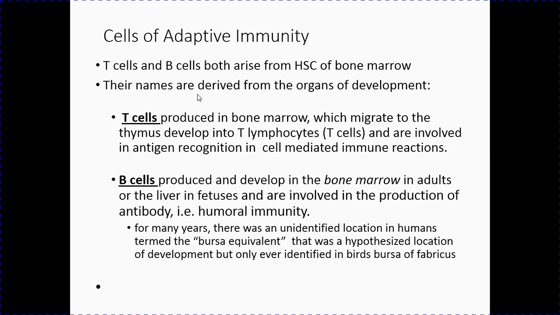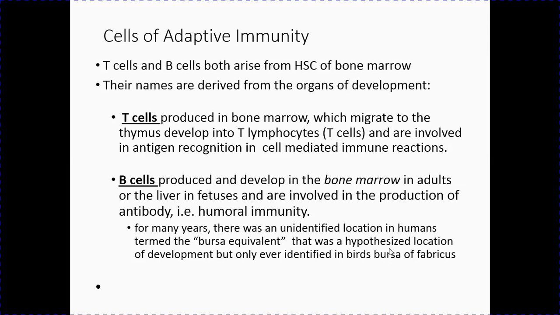For many, many years, it was hypothesized that there was a location in humans that they called the bursa equivalent. And how that term came up and this theory came up is that researchers discovered that in birds there was an additional site of B cell development, and in the birds it was called the bursa of Fabricius. So researchers believed that there had to be some analogous site in the human, and they termed it the bursa equivalent of humans.